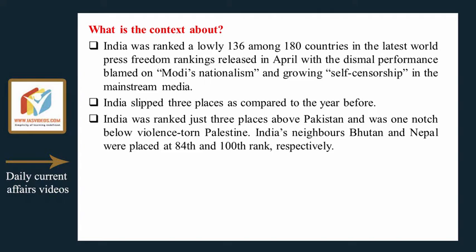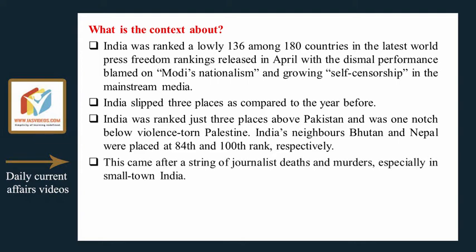India was ranked just 3 places above Pakistan and was 1 notch below Palestine. India's neighbors Bhutan and Nepal were placed at 84th and 100th rank, respectively. This came after a string of journalist deaths and murders, especially in small-town India.